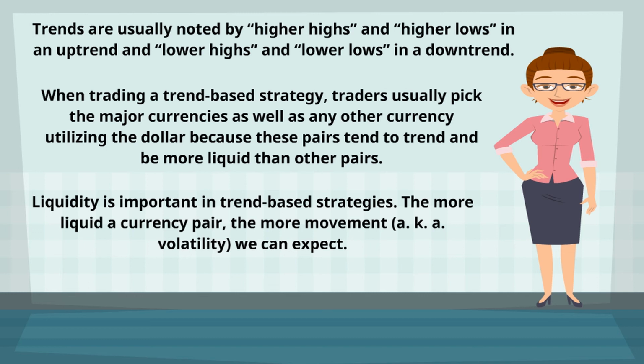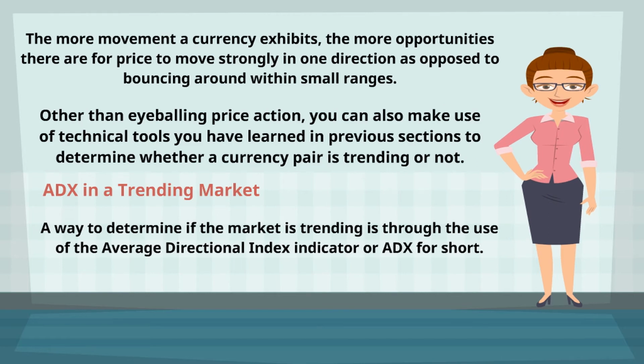Trends are usually noted by higher highs and higher lows in an uptrend and lower highs and lower lows in a downtrend. When trading a trend-based strategy, traders usually pick the major currencies as well as any other currency utilizing the dollar because these pairs tend to trend and be more liquid than other pairs. Liquidity is important in trend-based strategies. The more liquid a currency pair, the more movement, aka volatility, we can expect. The more movement a currency exhibits, the more opportunities there are for price to move strongly in one direction as opposed to bouncing around within small ranges.